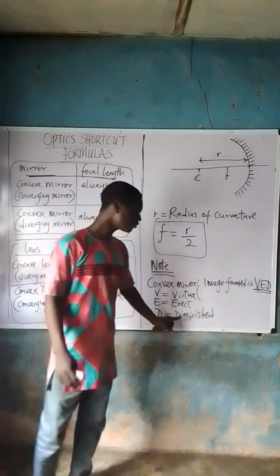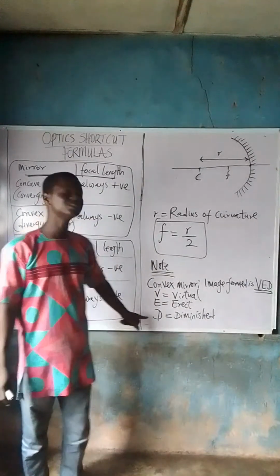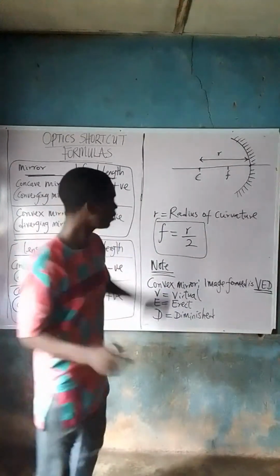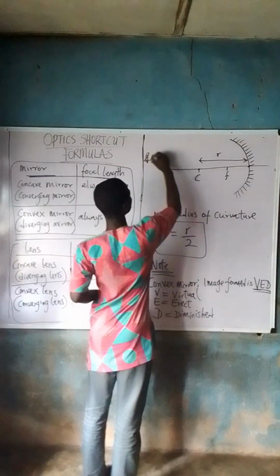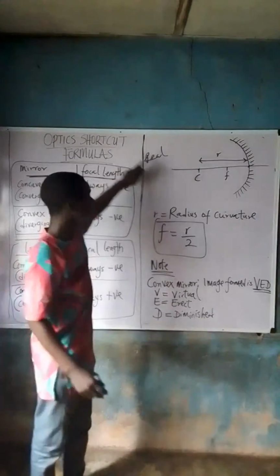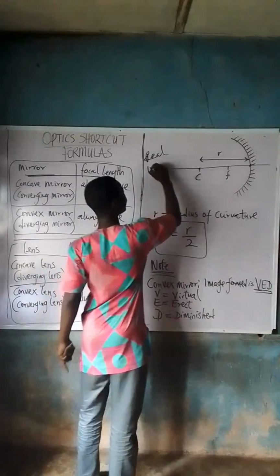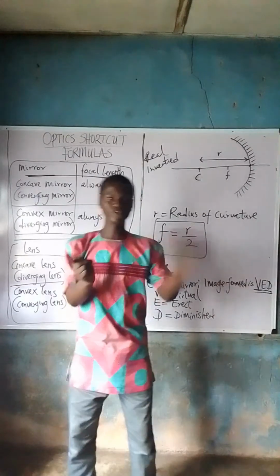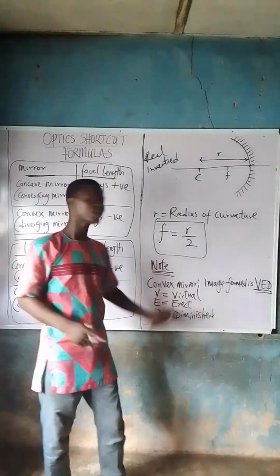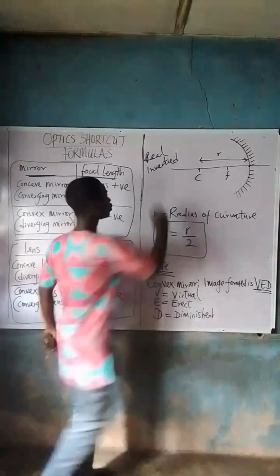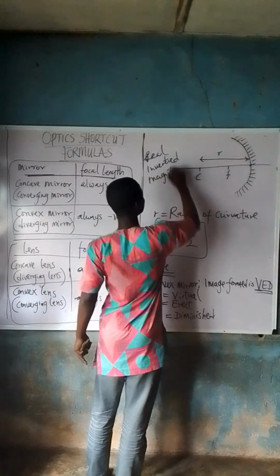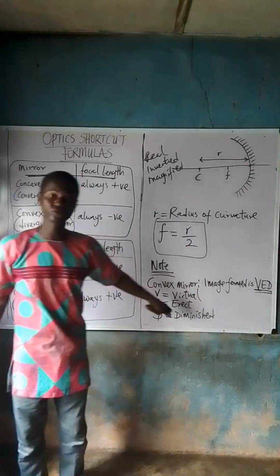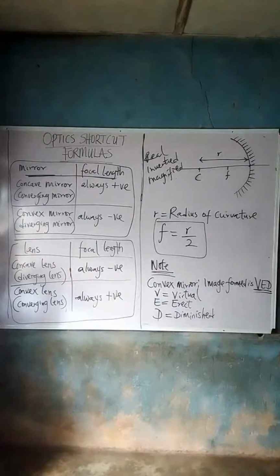True. Image formed by a convex mirror is diminished, not magnified. Virtual, not real. It is virtual, not real. It is erect, not inverted. Take note of this. They will not be twisting it. Is it virtual or real? Is it erect or inverted? Is it diminished or magnified? Just know that if you see any of these, they are the one that you pick, because image formed by a convex mirror is VED. I hope that is clear.